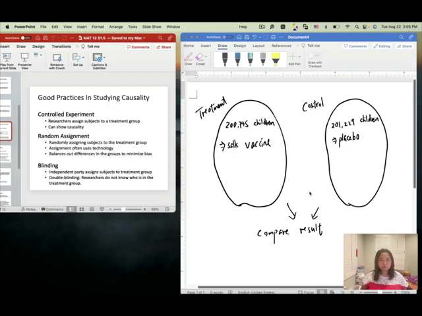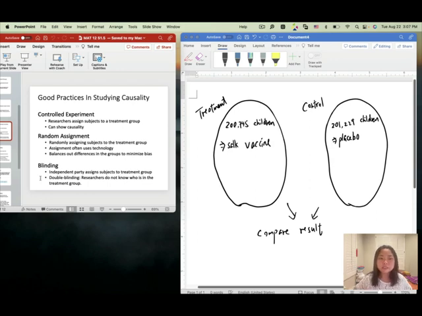This is a controlled experiment, and the children are randomly assigned to each group. Usually we use technology. For example, we have a whole bunch of names of the children, we input them in the computer, and we use the computer to randomly assign the subjects to the treatment group or to the control group.